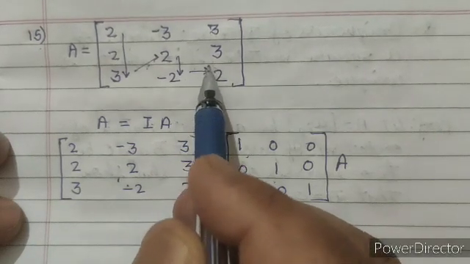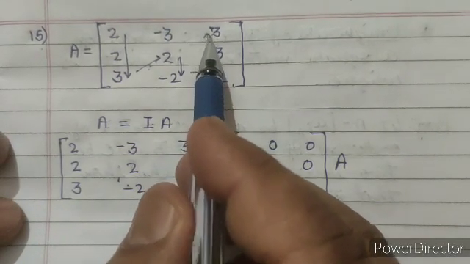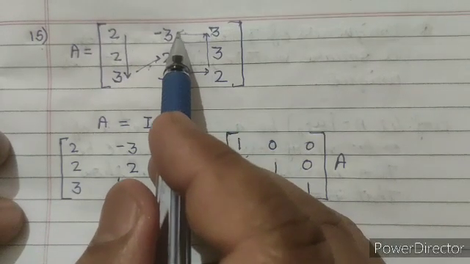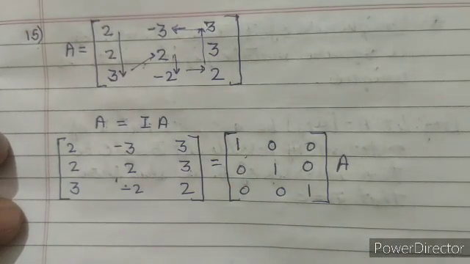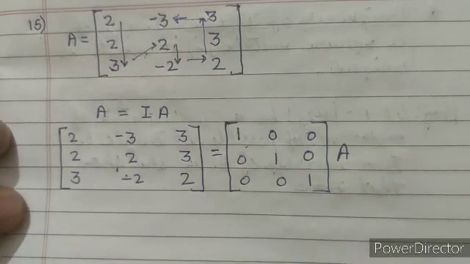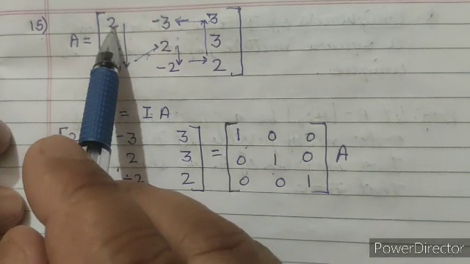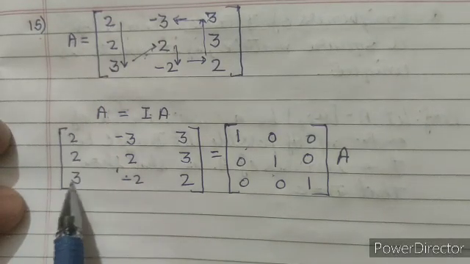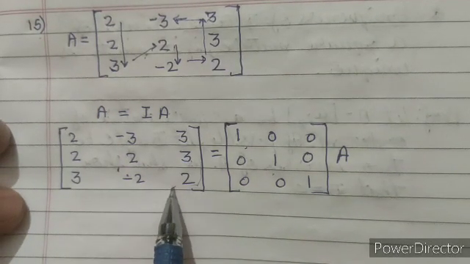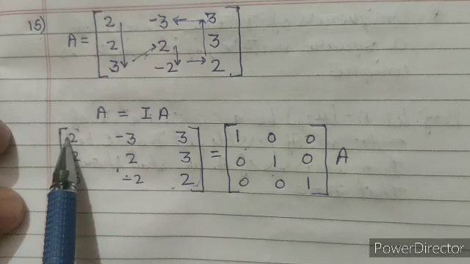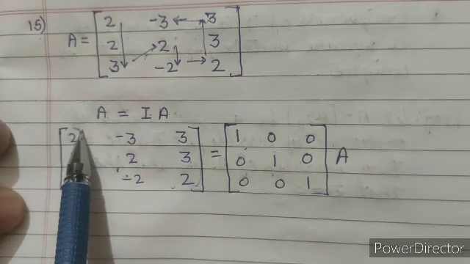This will make our solution error free. Now first of all, we will convert this 2 into 1, as we have to convert this matrix A into the identity matrix. So the first element of the first row should be equal to 1.